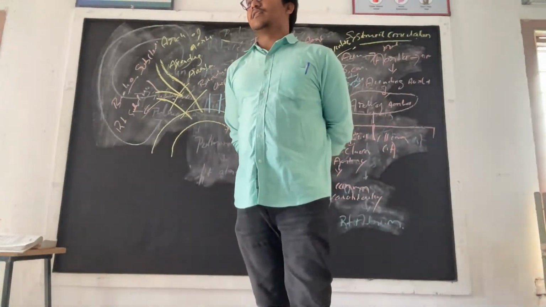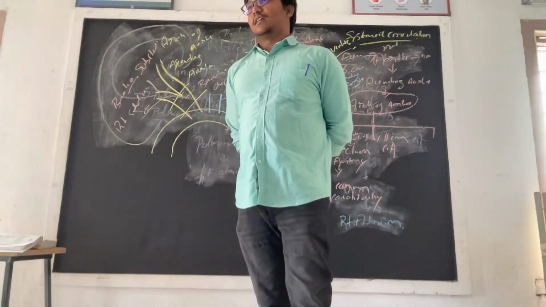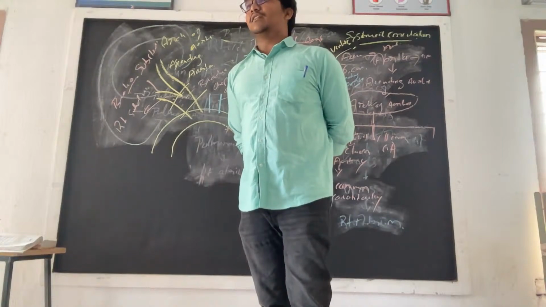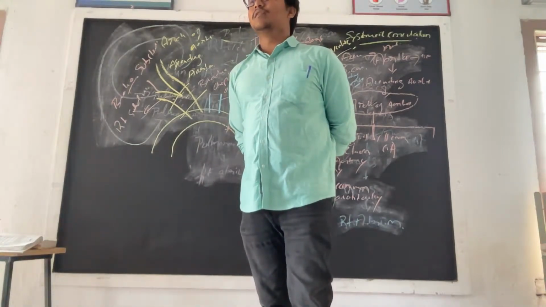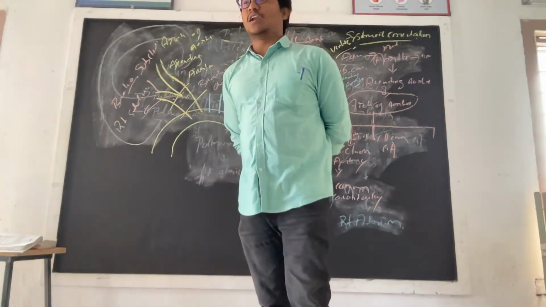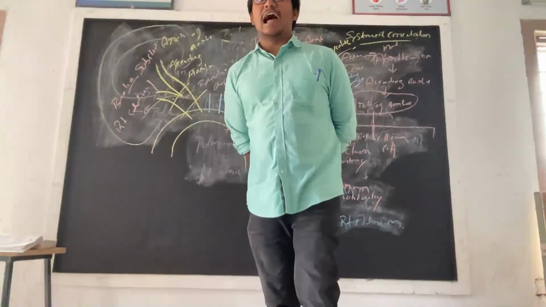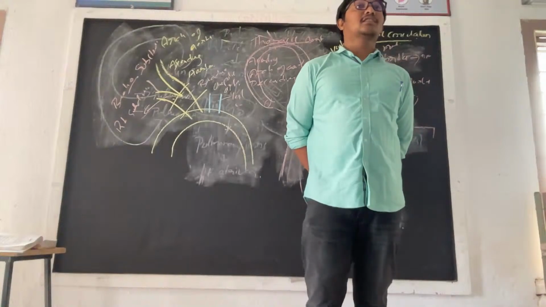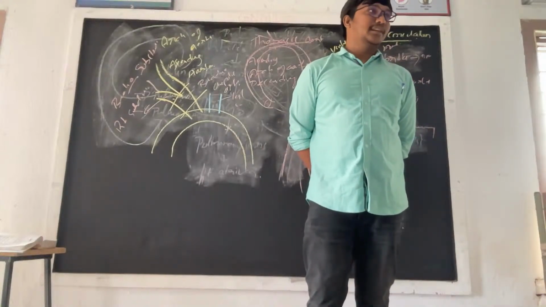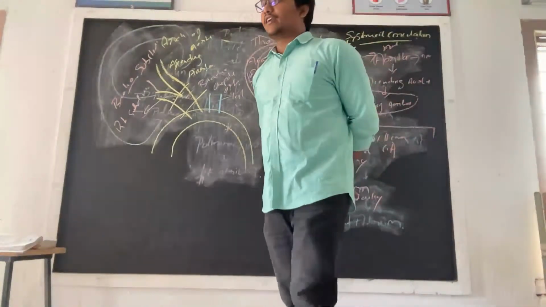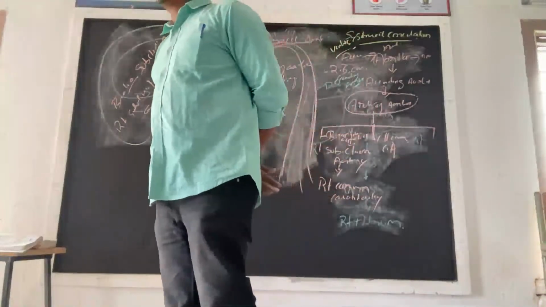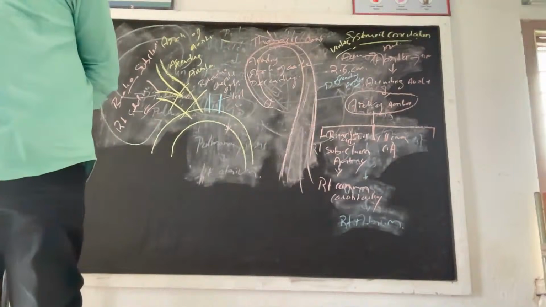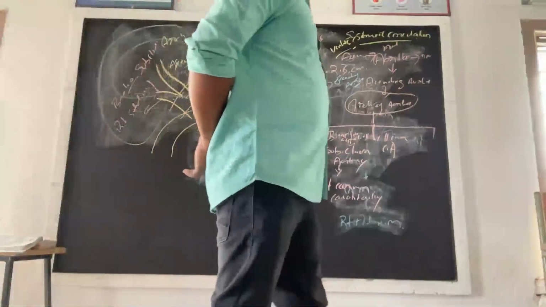Left side, ma'am, tell me. Left is the left circumflex artery and right anterior, the anterior interventricular artery. What is the circulation? Coronary circulation. Yes or no? I told you clearly, this coronary circulation receives blood from the aorta. Yes or no? Now which part of the aorta? The ascending aorta.